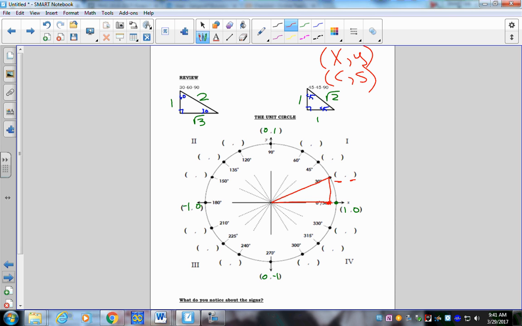Okay, so let's take a look at our triangle up top. What is the cosine of 30 degrees? Well, cosine is adjacent over hypotenuse. So this is going to be the square root of 3 over 2. All right, our sine is going to be the opposite over hypotenuse, so 1 over 2.